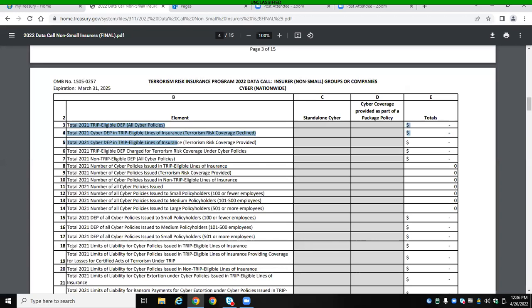Now, line 7, that's the non-TRIP eligible DEP. Lines 10 and 20 request the same information concerning premium, number of policies, and limits, but as applied to cyber policies, again defined as standalone cyber and cyber coverage provided as part of a package policy, that are written in non-TRIP eligible lines of insurance.